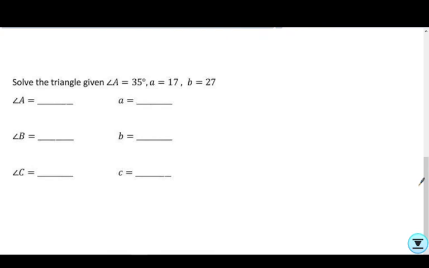And then our last one. Okay? So again, as soon as I look at this, I'm like, okay, I've got the same case. I have side-side angle. A is smaller than B, and A is acute. So again, we're going to do the same thing first. We're going to find our height, which is B times the sine of A, which is 27 times the sine of 35.